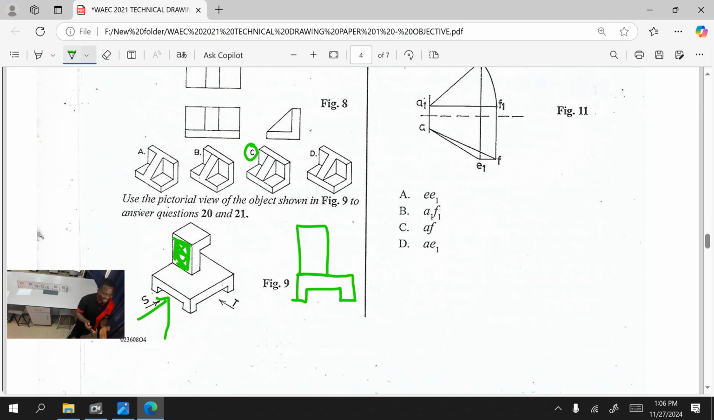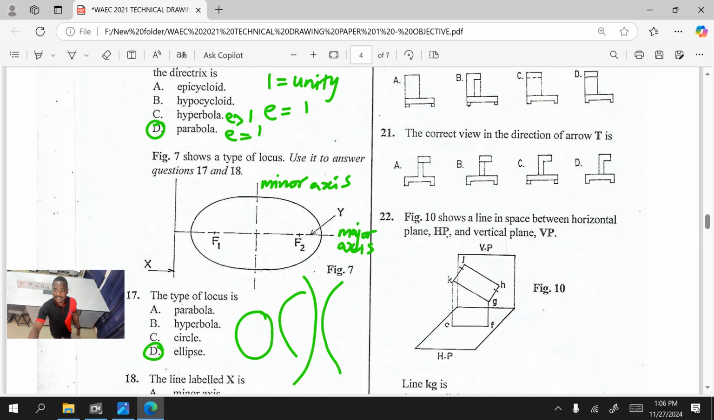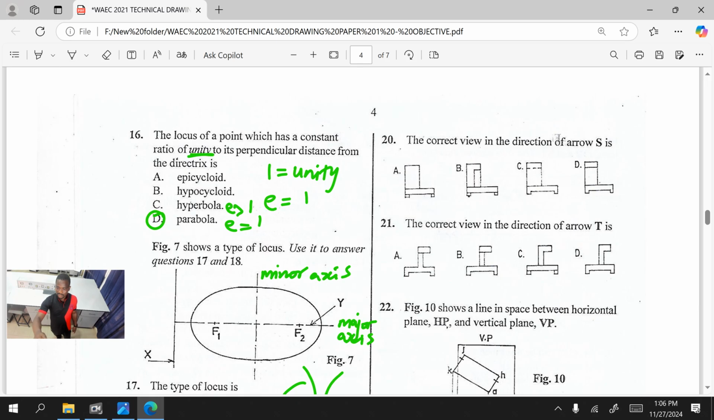Good. But there is a hidden part there. Look at this part. It's hidden. Do you get it now? So there will be a hidden part on that. And you show that with what? Short dashes. So that's how that view is going to look. Let's look at the option that looks exactly like that. Can you see? Yes, the answer is what? The answer is C. That's exactly what we drew earlier on.